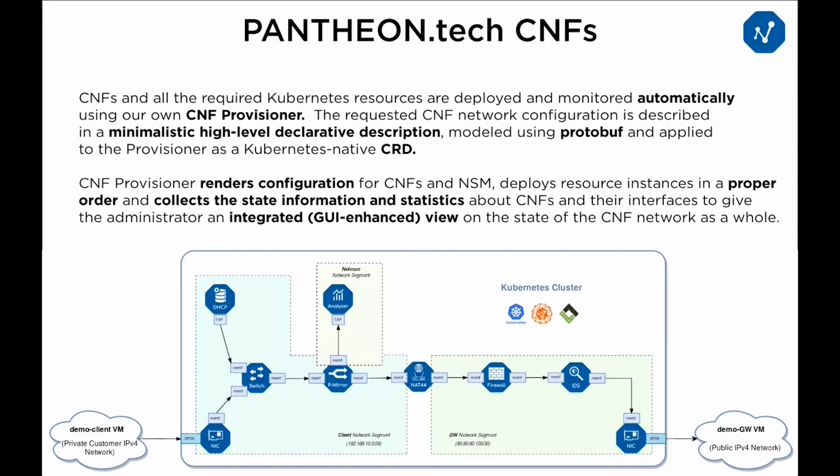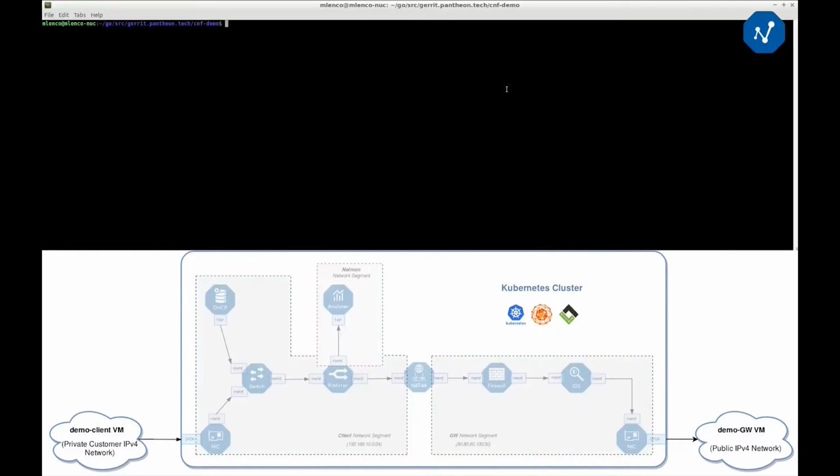The requested CNF network configuration is described in a minimalistic, high-level, declarative description modeled using protobuf and applied to the provisioner as a Kubernetes native CRD. CNF provisioner renders configuration for CNFs and the network service mesh. It also deploys resource instances in the proper order, collects state information and statistics about CNFs and their interfaces. This gives the administrator an integrated and also a graphical user interface enhanced view on the state of the entire CNF network.